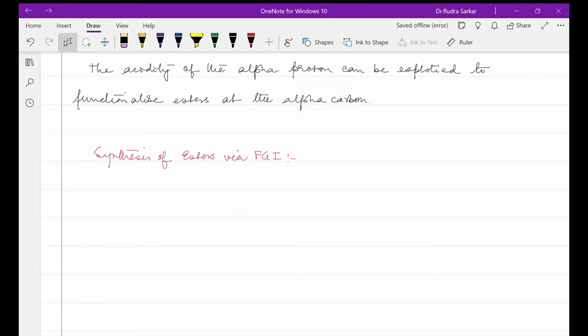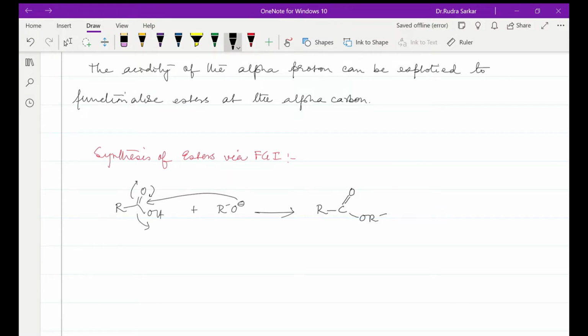So suppose we wanted to synthesize an ester of the type like this, and we can do this. How? We can think that we are using one acid of the type like this, and we are using R prime O minus, and that will be basically replacing the OH group, and our ester will be formed.